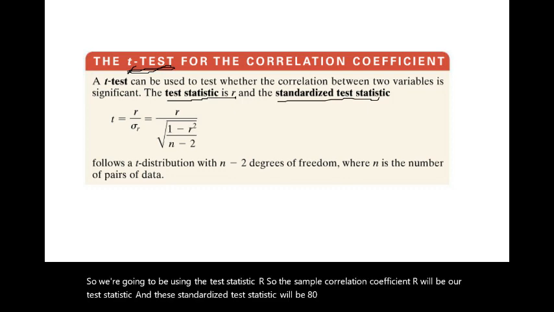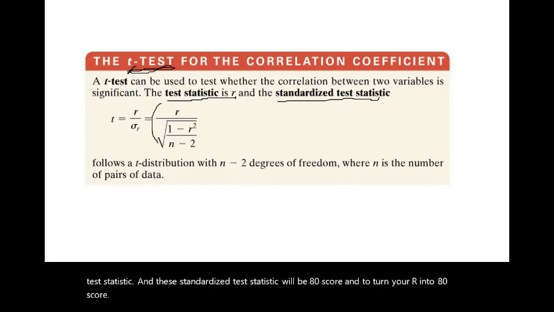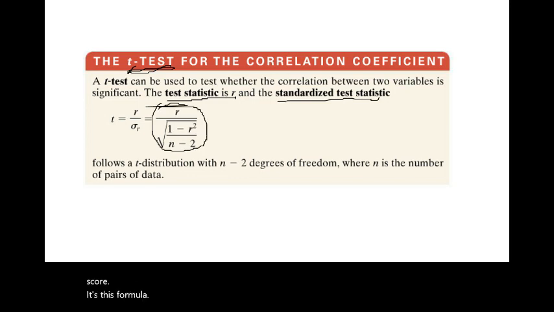And to turn your R into a t-score, it's this formula. It's gross. This is the formula to turn your test statistic R into a standardized test statistic, a t-score. And remember, this is used to test whether your population correlation coefficient rho is significant.